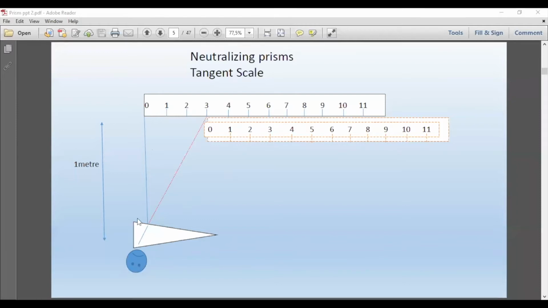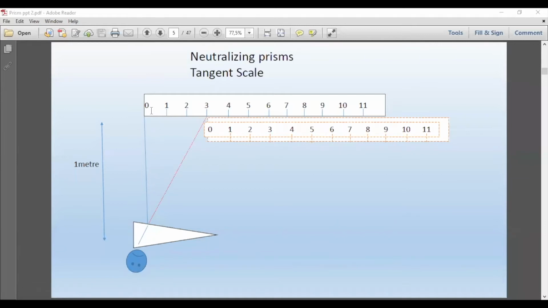We use the old style, where we use what we call a tangent scale. In other words, what we do is we can place a ruler at a distance of 1 meter away, and we will place a prism in front of our eyes with the apex directed along the ruler. So if you were to now look at the 0 point on the ruler, you look slightly above the prism and then you look through the prism. And while you're looking through, in other words, you're going to get like double vision.